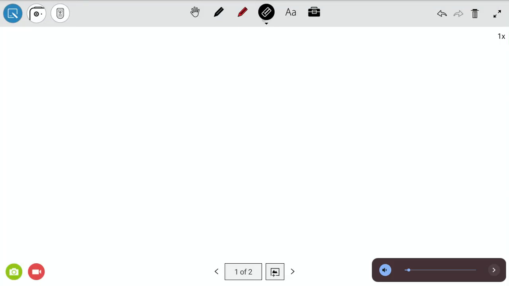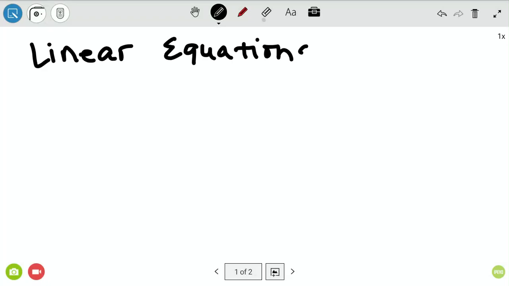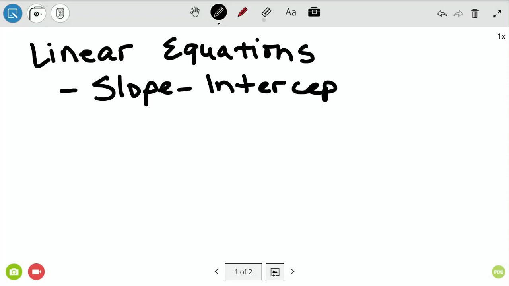Okay, so we are starting a new unit. We just finished up with several weeks of solving equations, and that information is going to come in very handy in this upcoming unit of linear equations. So the name of the whole unit, this is what you want to put in your notes, is linear equations. And then specifically today, we're going to be talking about slope intercept form. So put that in your notes.